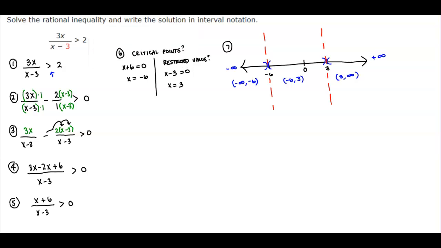So now we're going to test each region. For region number 1, we can select the number negative 7, and then we're going to plug it into the inequality x plus 6 over x minus 3 to see if that's greater than 0. So we have negative 7 plus 6 over negative 7 minus 3. So we have negative 1 over negative 10, which is a positive 1/10, and positive 1/10 is greater than 0. So we know that it's true in region number 1.